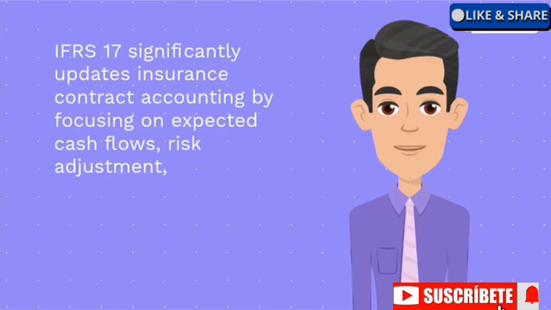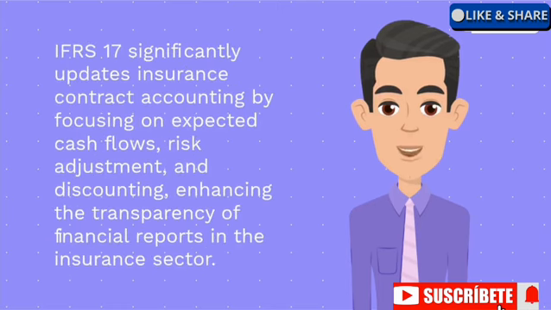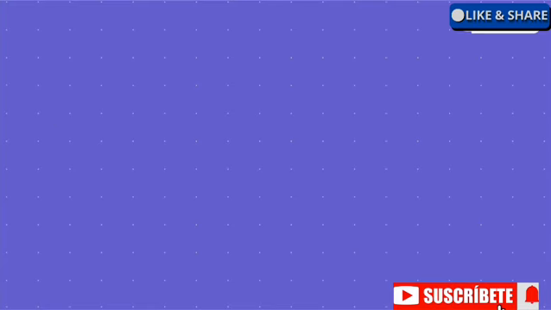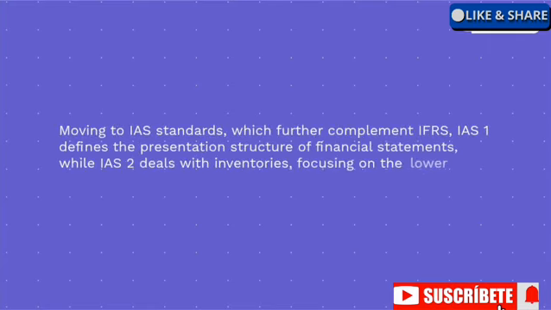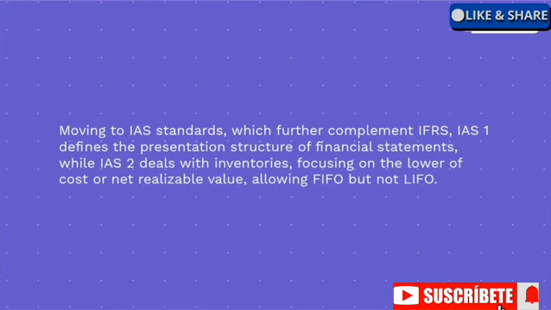IFRS 17 significantly updates insurance contract accounting by focusing on expected cash flows, risk adjustment, and discounting, enhancing the transparency of financial reports in the insurance sector. Moving to IAS standards, which further complement IFRS, IAS 1 defines the presentation structure of financial statements, while IAS 2 deals with inventories, focusing on the lower of cost or net realizable value, allowing FIFO but not LIFO.